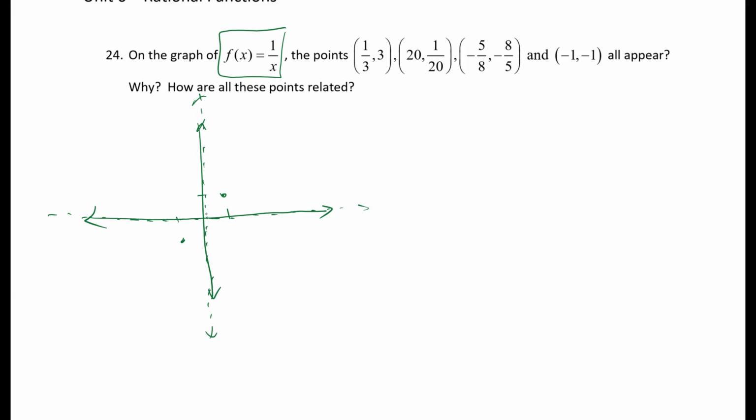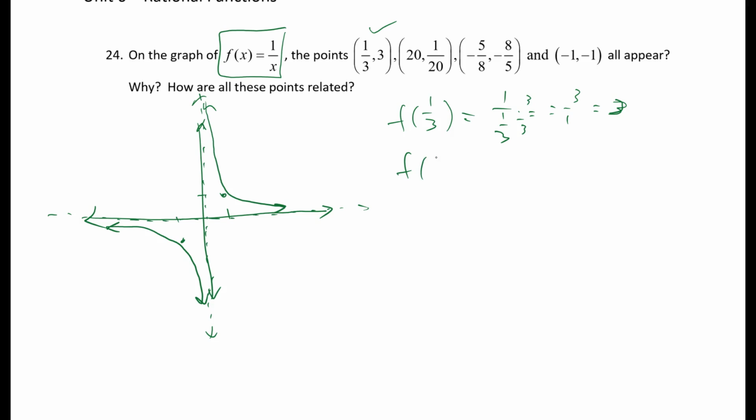As for these two branches of this reciprocal function, one branch looks like this, and one branch looks like this. So if we do a little deeper investigation, it says, do all these points appear? Let's check it out. So 1/3, if we put 1/3 into the reciprocal function, we get 1 over 1/3. If we clear those fractions by multiplying by 3 over 3, we get 3 over 1 equals 3. So that point is on there.